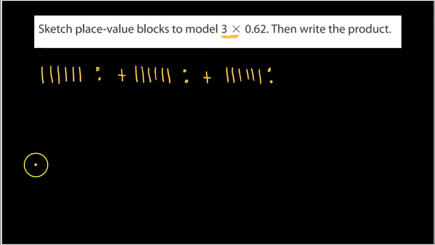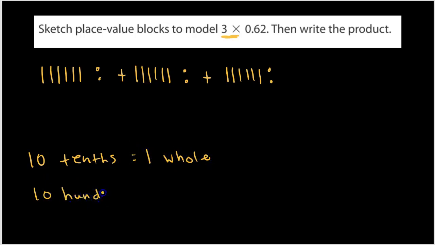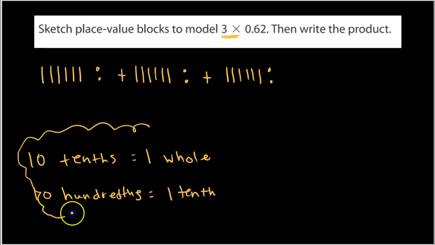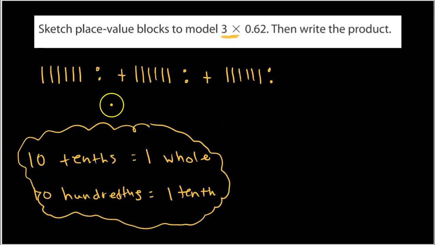So now remember, 10 tenths equal 1 whole. 10 hundredths equal 1 tenth. I told you that a couple lessons ago. This is important to remember. I just ran over my 1. Forgive me. So let's count.